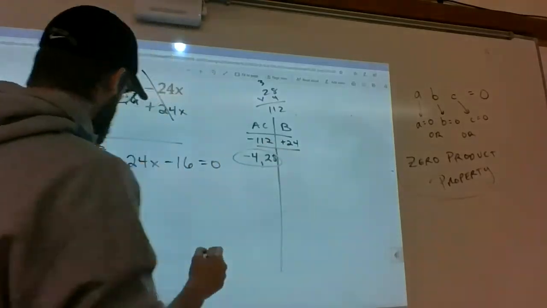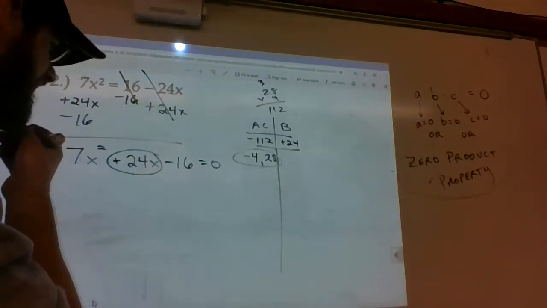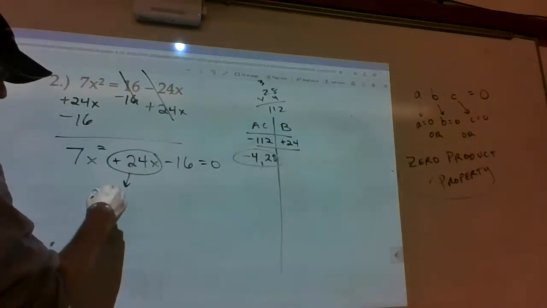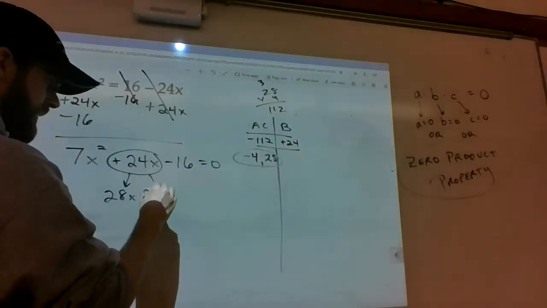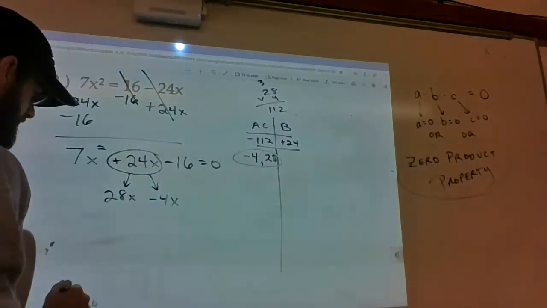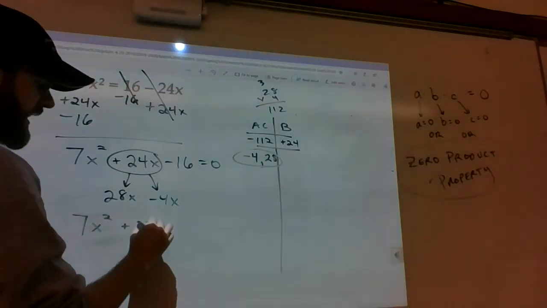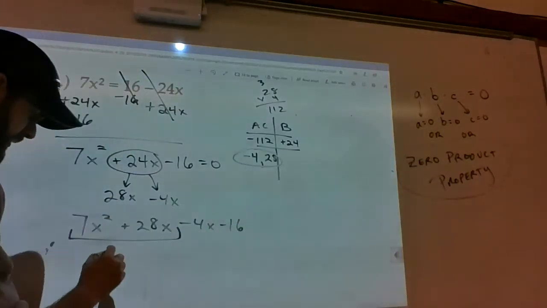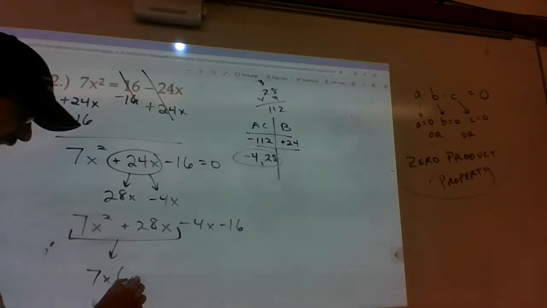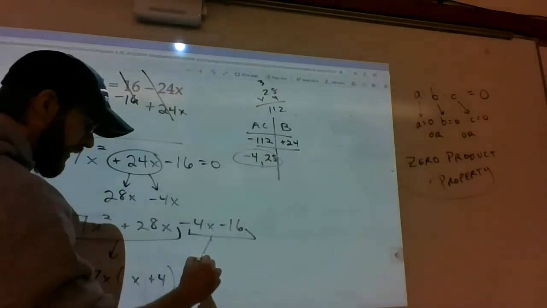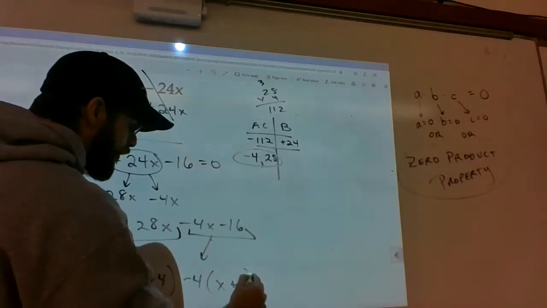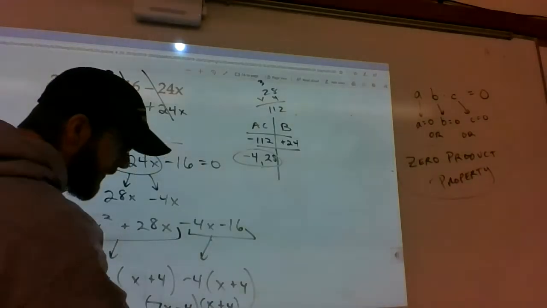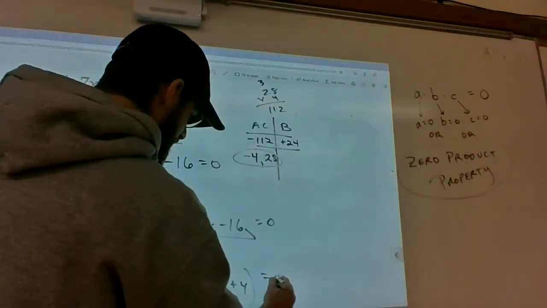Bingo, got it. Okay, so now we split the middle up. I'm going to group the 28 with the 7 and the negative 4 with the negative 16. So this is going to be 28x minus 4x, and that's 7x squared plus 28x minus 4x minus 16. Group these together: take out a 7x, you're left with x plus 4. Take out a negative 4, you're left with x plus 4. Group them together so you get 7x minus 4 times x plus 4. Remember, this whole thing equaled 0 from the get-go.